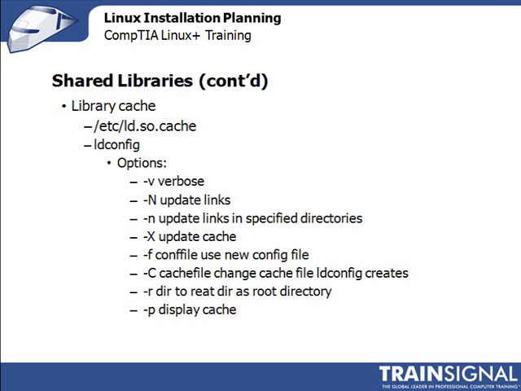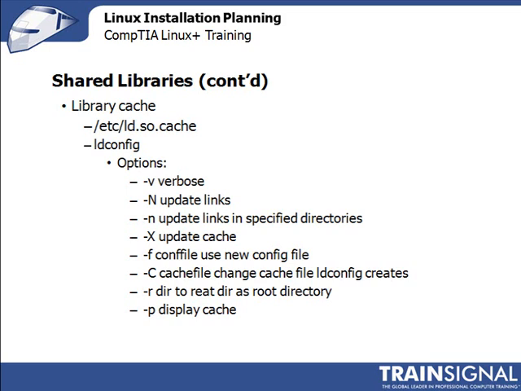-v displays the file updates as they're done. -N updates symbolic links, but not the cache. -n updates links in specified directories. -X updates the cache, but not the links. -f space conffile says to use a new configuration file, where conffile is the name of that file. -C space cachefile changes the cache file ldconfig creates, where cachefile is the name of that new file. -r space dir says to read the directory as if it were root, and -p will display the current cache.